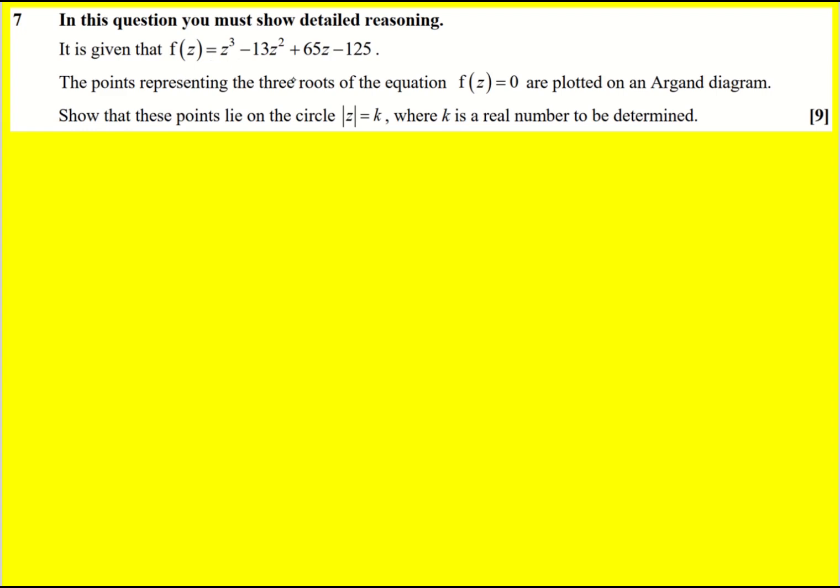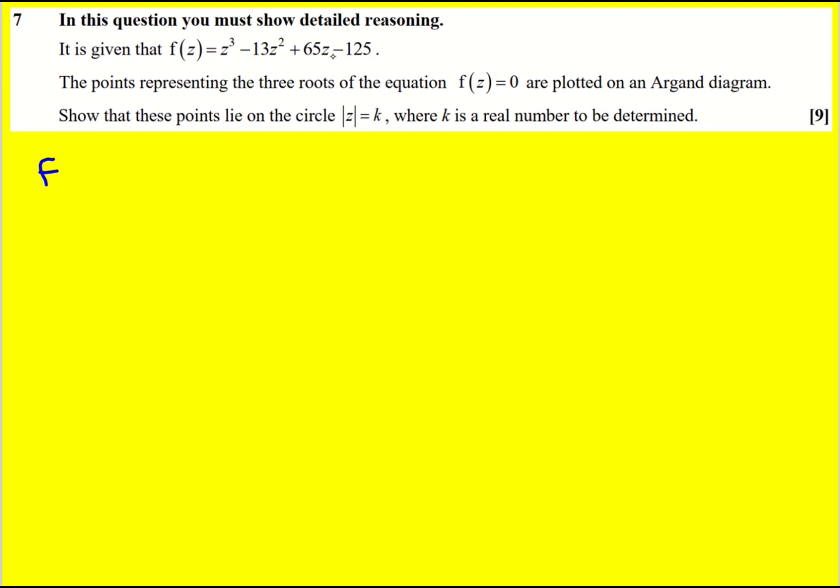It's given that f of z is this cubic, and the points representing the three roots, f of z equals 0, are plotted on an Argand diagram. Show that they lie on a circle modulus of z equals k, where k needs to be determined. Okay, let's find the roots to this. So our process is going to be to try and use the factor theorem. Put in some values until we get 0.